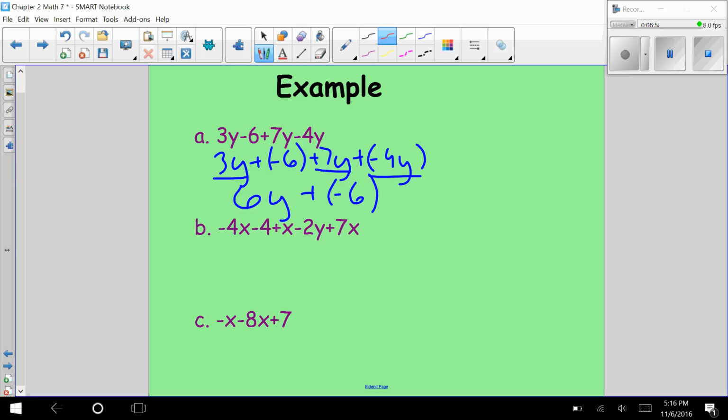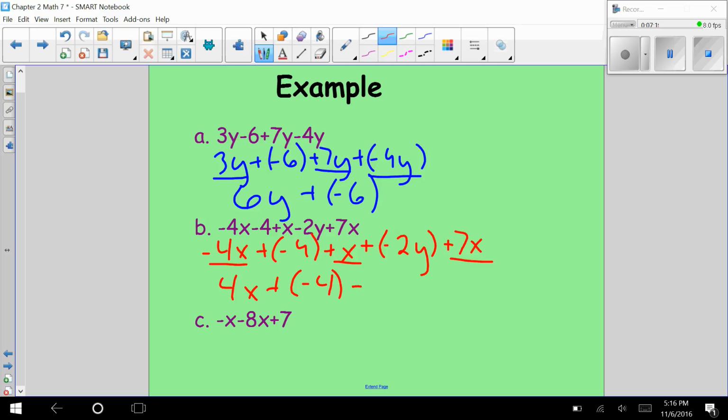For letter B, we're going to change it into a sum, so negative 4x plus negative 4 plus x plus negative 2y plus 7x. Our like terms, negative 4x, x, and 7x, combine to make 4x. My negative 4 does not combine with anything, and my negative 2y does not combine either. I could write each of those plus negatives as a minus if I wanted, and this could be in any order.